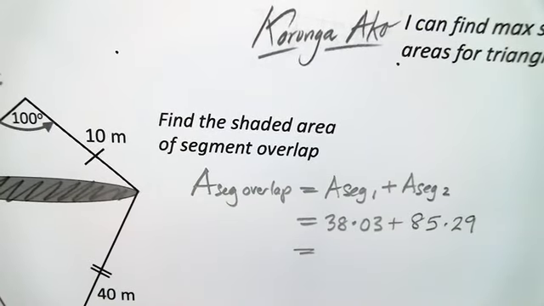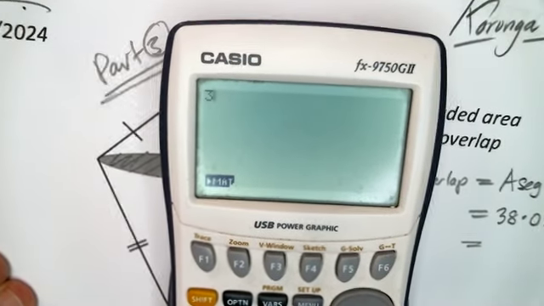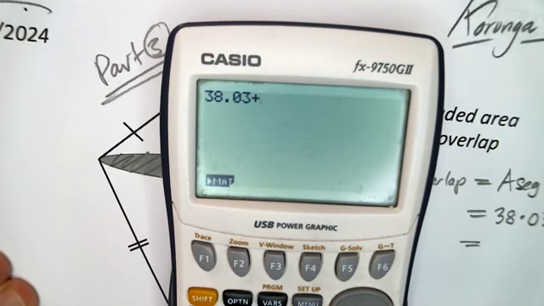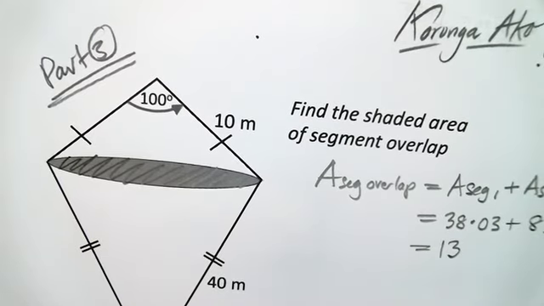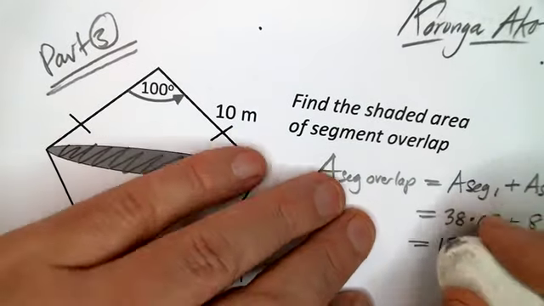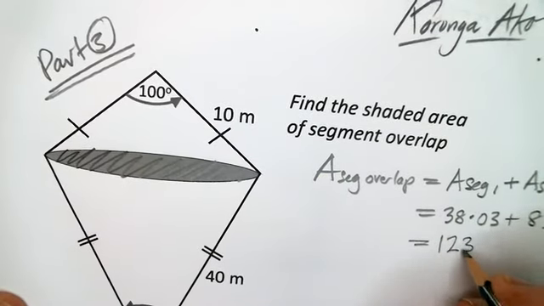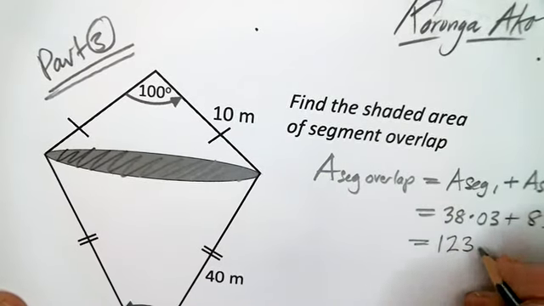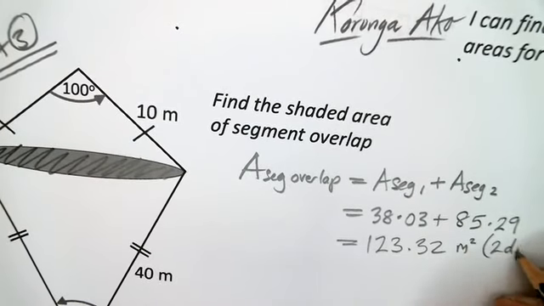Let's just do it on the calculator so we can be sure we get it right. We've got 38.03, and we're adding that to 85.29. Let's see where that takes us. And we get 123.32. Oh, I wrote it incorrectly, didn't I? I'm just getting ahead of myself again, trying to get to the end of the answer before I even have 123, and it was 0.32. Now this is square meters, and it's 2 dp.